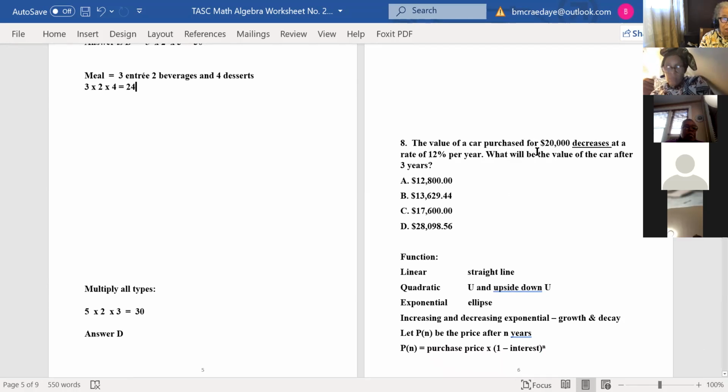So you buy a car, you bought it for 20,000. It's decreasing at 12% a year. What would be the value of the car after 3 years? Now, the value of the car after 3 years would be the purchase price times 1 minus the interest raised to the power n, where n is the number of years, right? And the interest is changed to a decimal. That's why we have 1, because we're subtracting 0.12 from it.